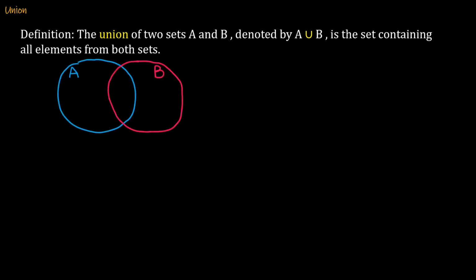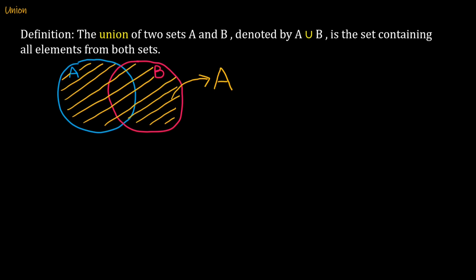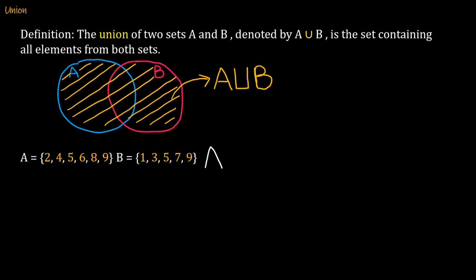Here we have used a Venn diagram to visualize this definition. The union of two sets A and B covers all areas of both sets. For example, given the two following sets, we write elements from both sets to construct their union, which are numbers 1 to 9.